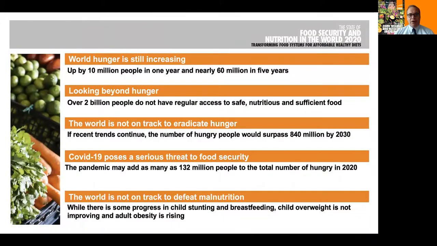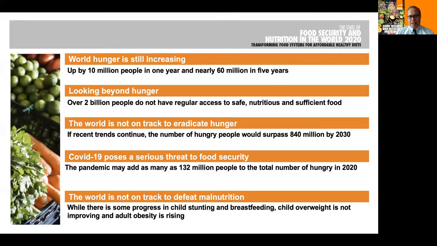So to summarize what we found. First, we found that with respect to the previous year, there is an increase in 10 million people going into chronic undernourishment, and 60 million people in the last 5 years. So instead of going in the correct trend, we're going in the opposite trend. Second, if we go beyond hunger and we look at real access to safe and nutritious and sufficient food, we found that 2 billion people cannot access safe, nutritious, and sufficient food. Third, the world clearly is not on track to eradicate hunger, and if the numbers and the trend continue as they are today, it will go more than 840 million people by 2030.